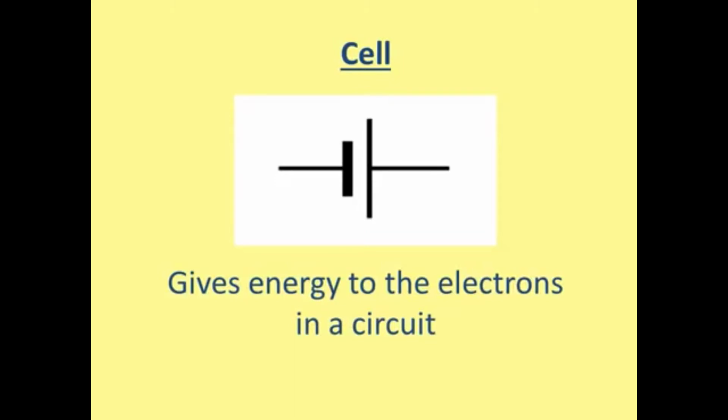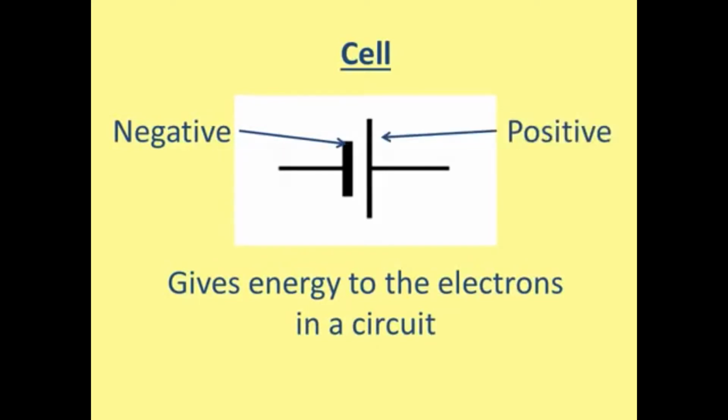Now there are two parts. The left hand side is short and fat. This is the negative side of the cell. And the other side is long and thin, and that's the positive side of the cell.